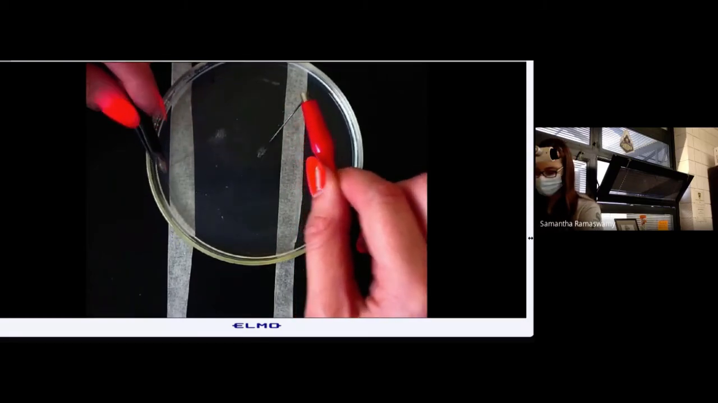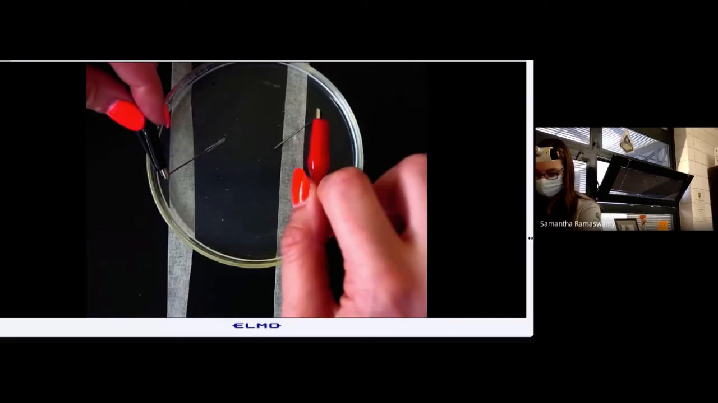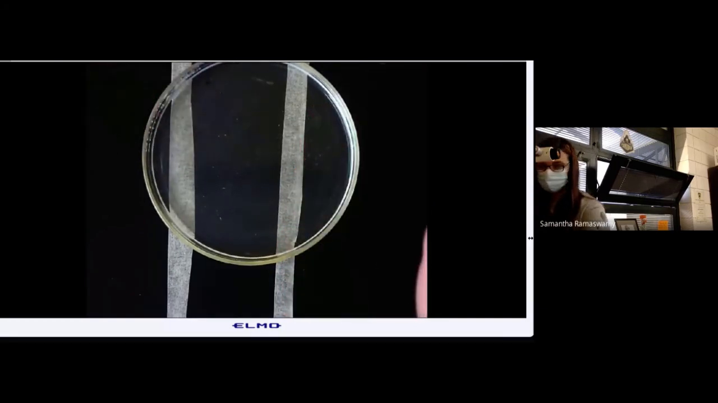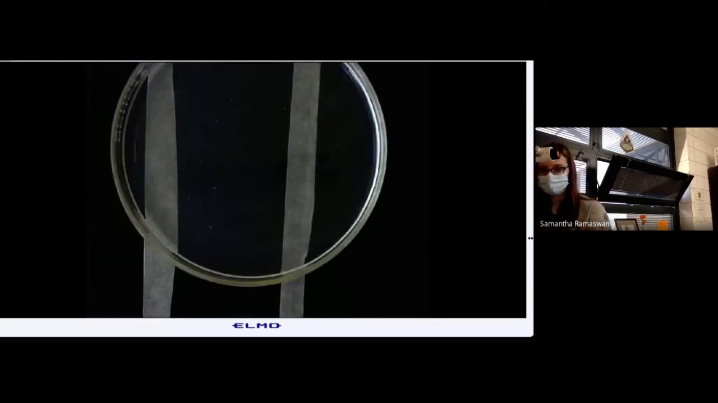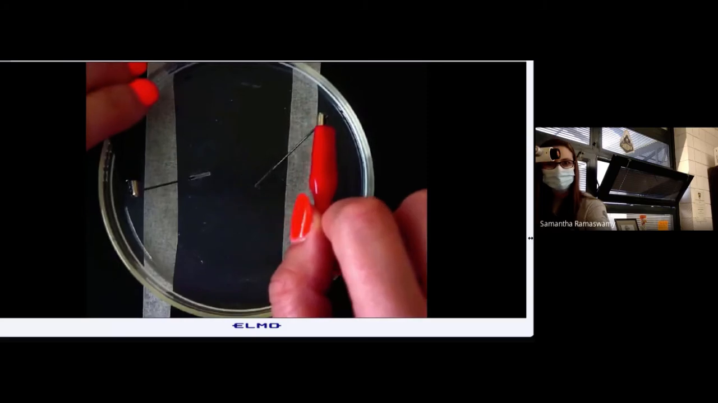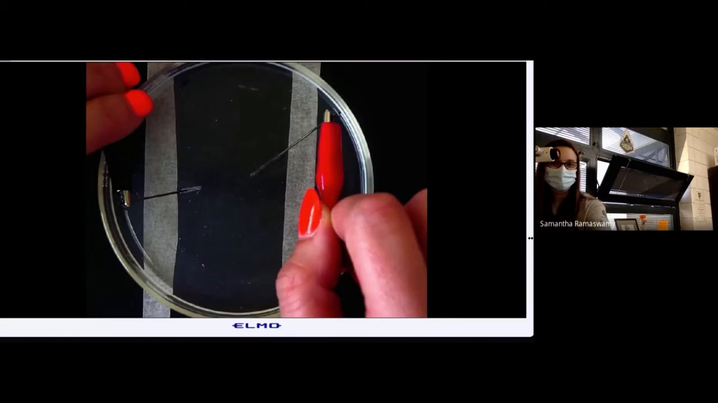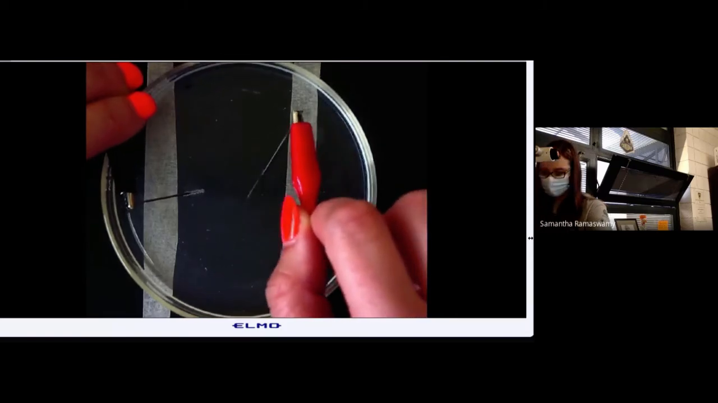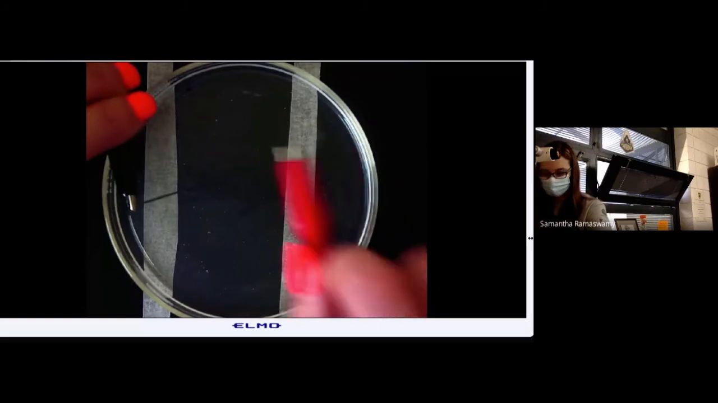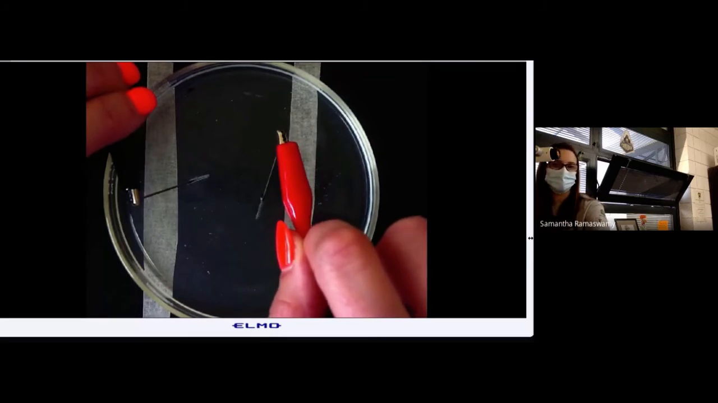Notice on this black electrode, the black clip, you have lots and lots of bubbles coming off. The other side, you have some bubbles, but not as much. Let me zoom in a little bit more, to get even closer. Now you can see both sides are bubbling. One side is bubbling more than the other. If I remove one electrode, the bubbling stops on this side. You have to have both electrodes in the solution for electrolysis to work.